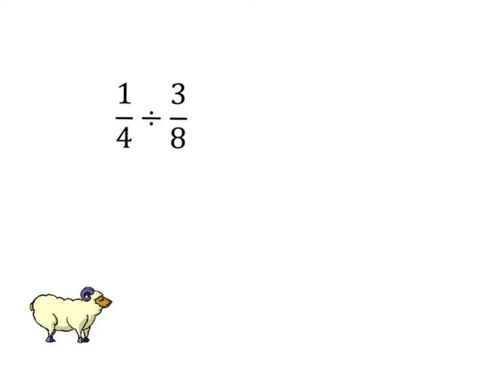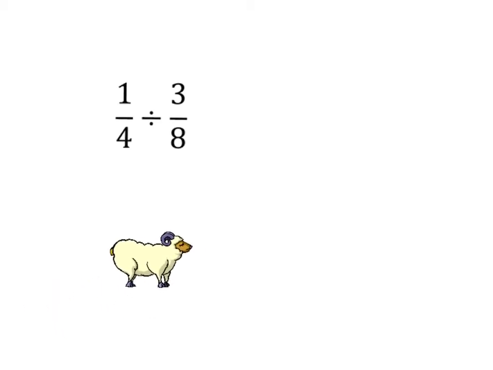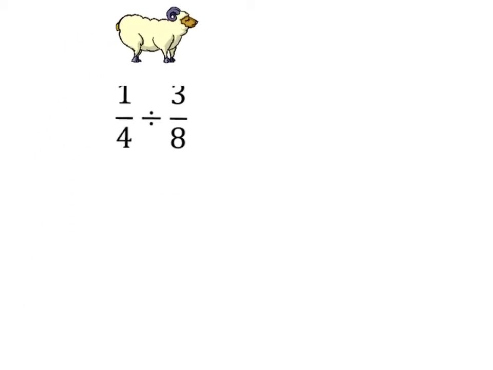This is letter A. So we have 1/4 divided by 3/8. Oh, and by the way, your code for today, your animal, is a sheep. He's going to sit right up here on top of our fractions.